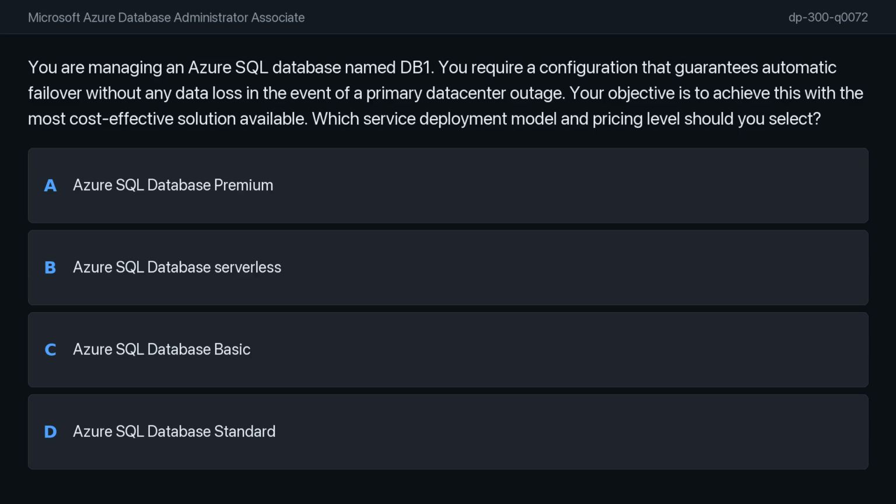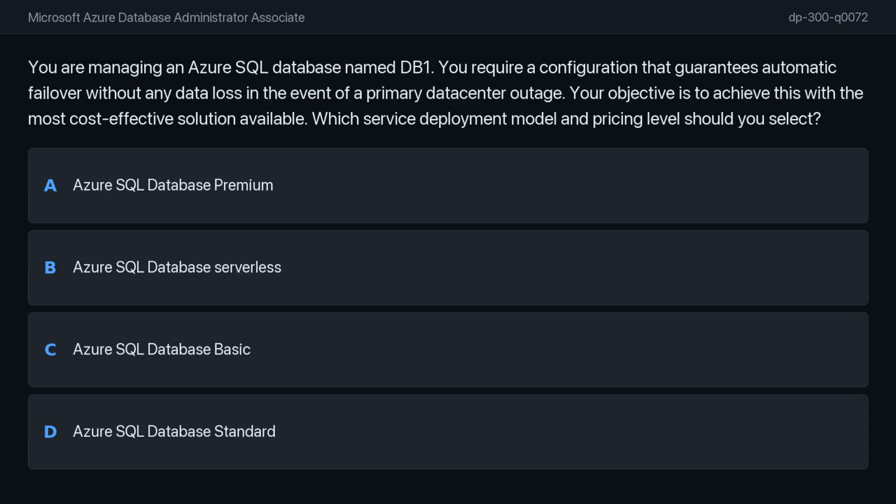You are managing an Azure SQL database named DB1. You require a configuration that guarantees automatic failover without any data loss in the event of a primary data center outage. Your objective is to achieve this with the most cost-effective solution available. Which service deployment model and pricing level should you select?